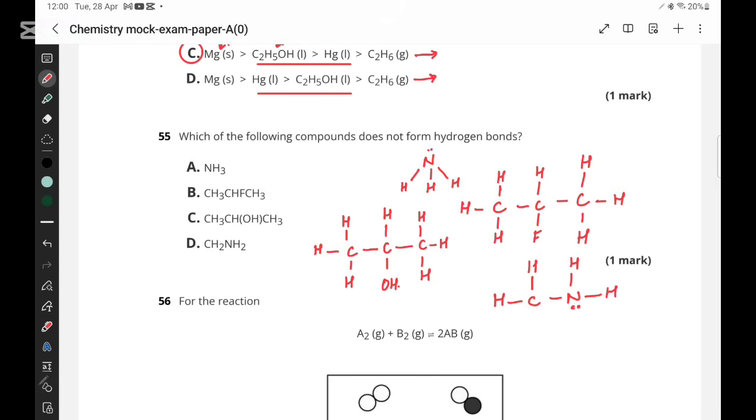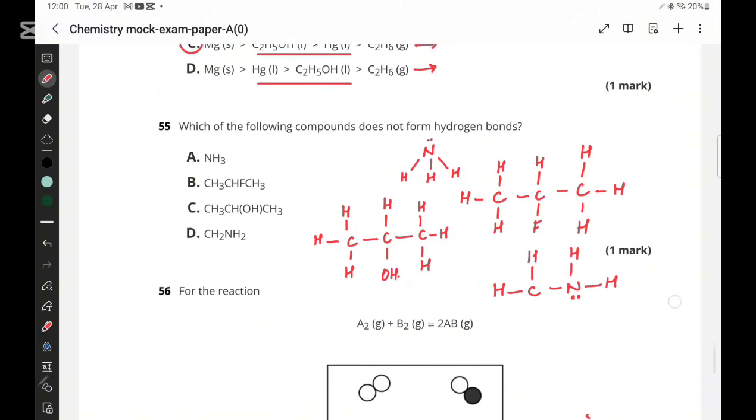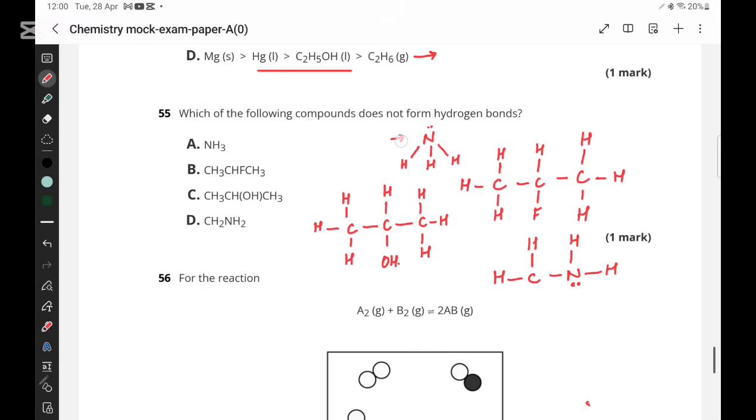So for the next question, question number 55, which of the following compound does not form hydrogen bond? So this is the structure of NH3, which can form hydrogen bond. This is OH, it can also form hydrogen bond. Like C part can also form, and CH2NH2, that can also form hydrogen bond as well. But only option B is not able to form hydrogen bond because fluorine is not linked with hydrogen. So option B is going to be the right one.